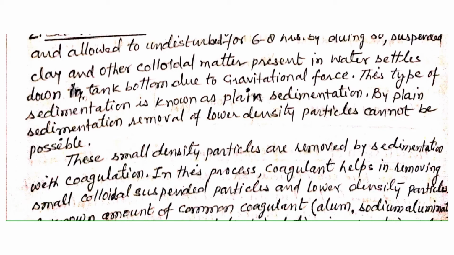So in the absence of coagulant, whatever particles settle down is known as plain sedimentation. But when we add chemicals like alum, sodium aluminate or ferrous sulfate, these will ionize. Suppose we are adding alum to the water. Alum, as we know, has the chemical formula potassium sulfate, aluminium sulfate, 24H2O. When this alum ionizes, it gives aluminium hydroxide, a gelatinous substance.